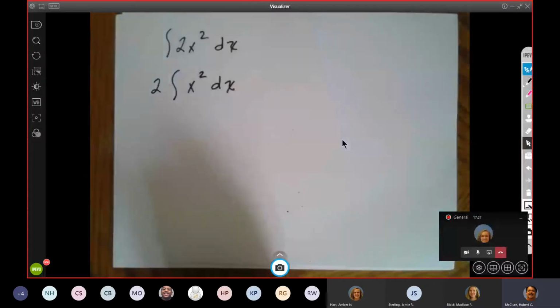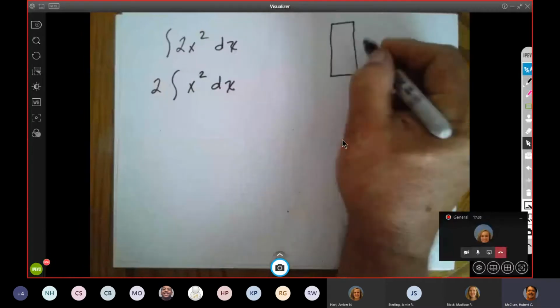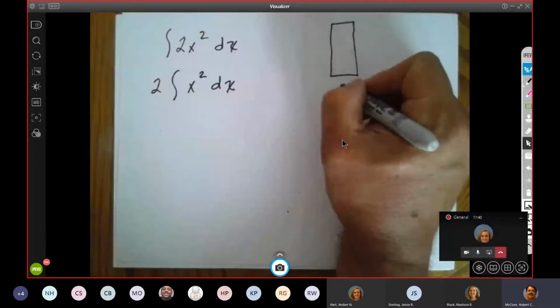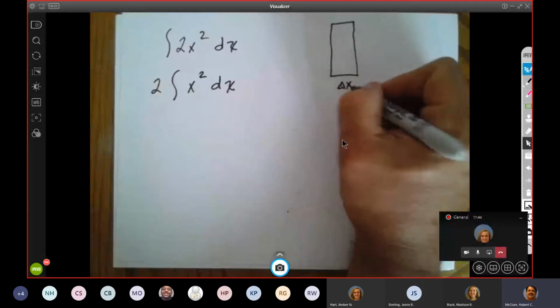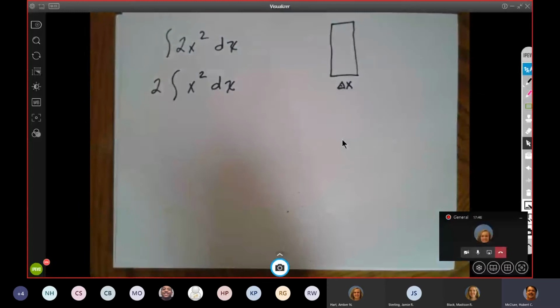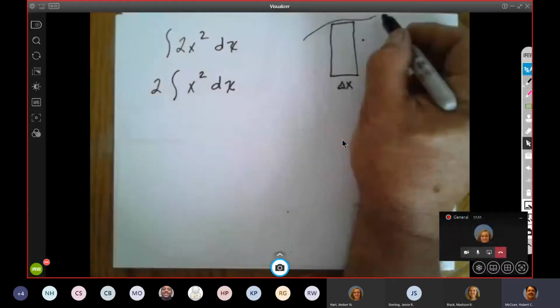Okay? Now, a lot of people say, well, Hubert, what is the dx for? Well, what is the area of a rectangle? The area of a rectangle is the height times your base. And remember from Riemann, that's called what? Delta x. And then this is your height, and that's going to be basically x squared. Take your length or your base times your height. That's why you have that. That's why it's written like that.